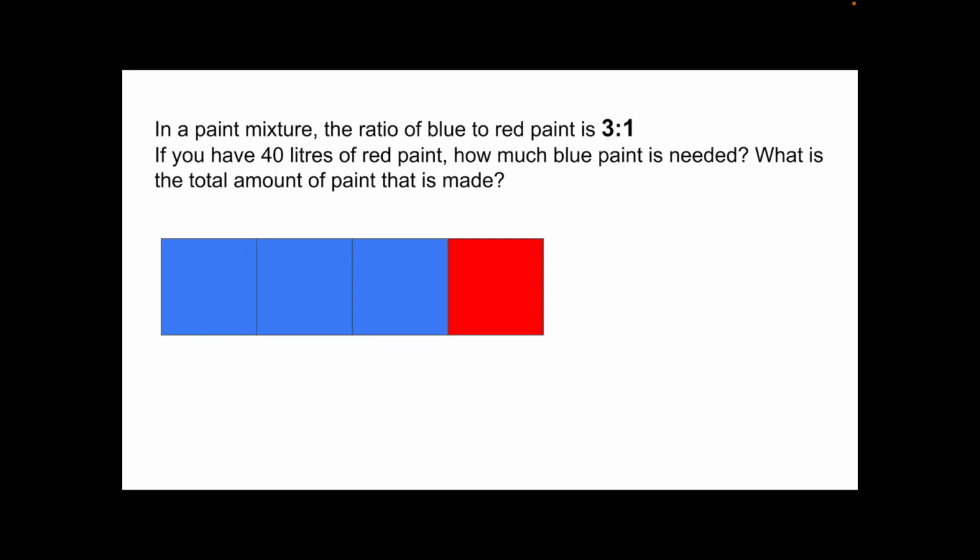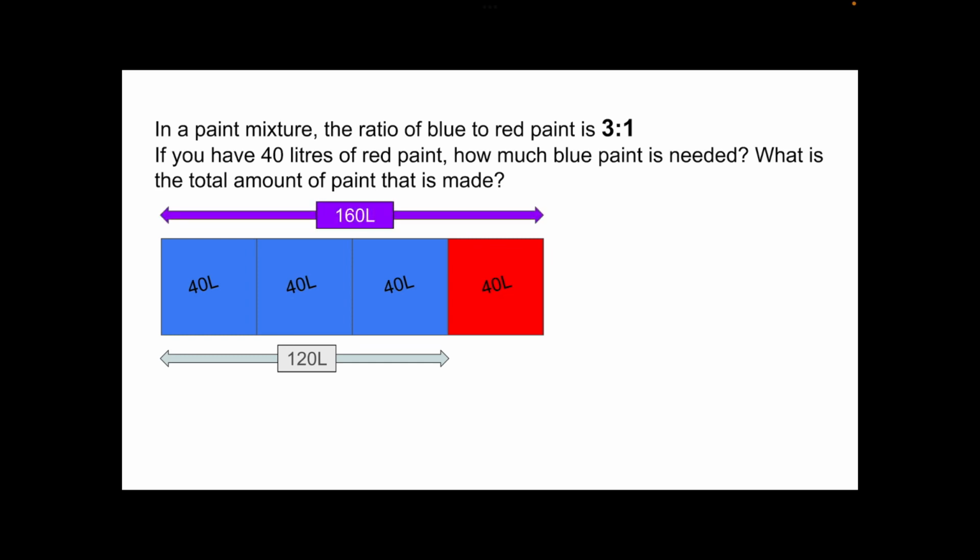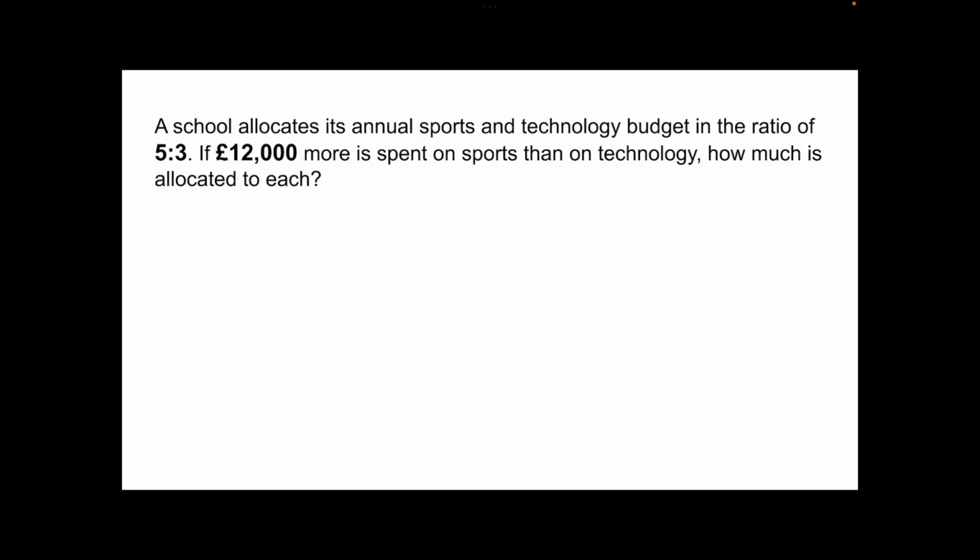We don't know what the total amount is at the moment, but we do know that the red is 40 litres, and we do know that each block is exactly the same, which means the 3 blues have to be 40 litres each as well, which means the total amount of blue must be 3 lots of 40, which is 120 litres. And the total must be 160 because it's 120 litres of blue and the 40 litres of red. Simple as that. Let's up the level of difficulty a little bit, but it's still doable.